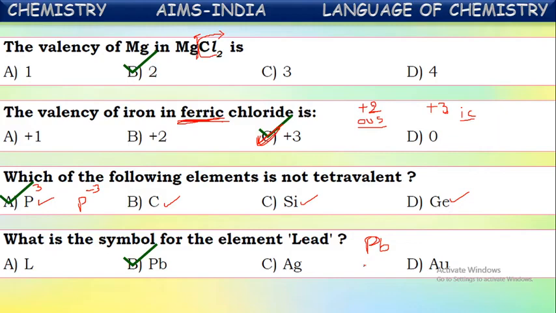So in this way, for some elements, symbols are derived from their Latin names. One of them is lead also. Its Latin name is plumbum, so its symbol is Pb.